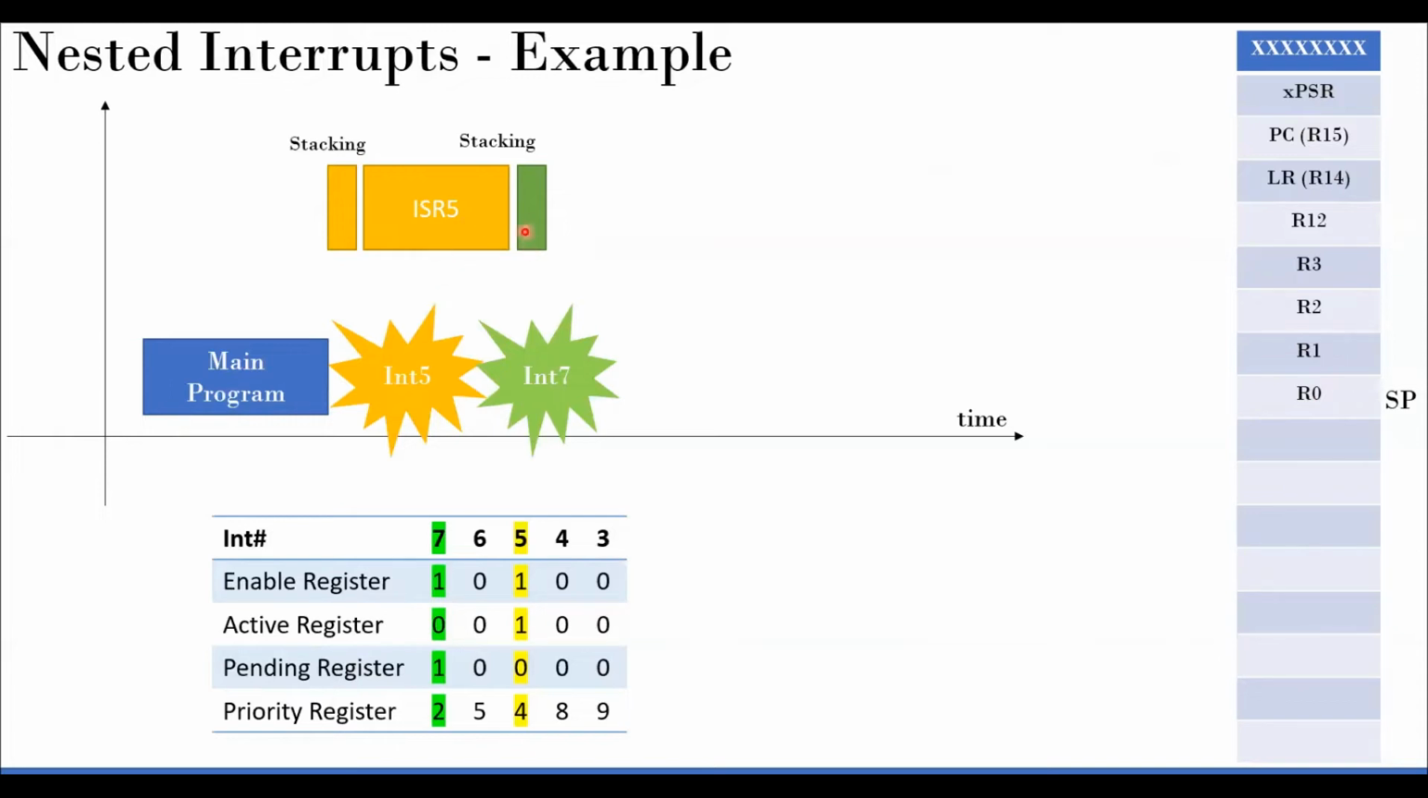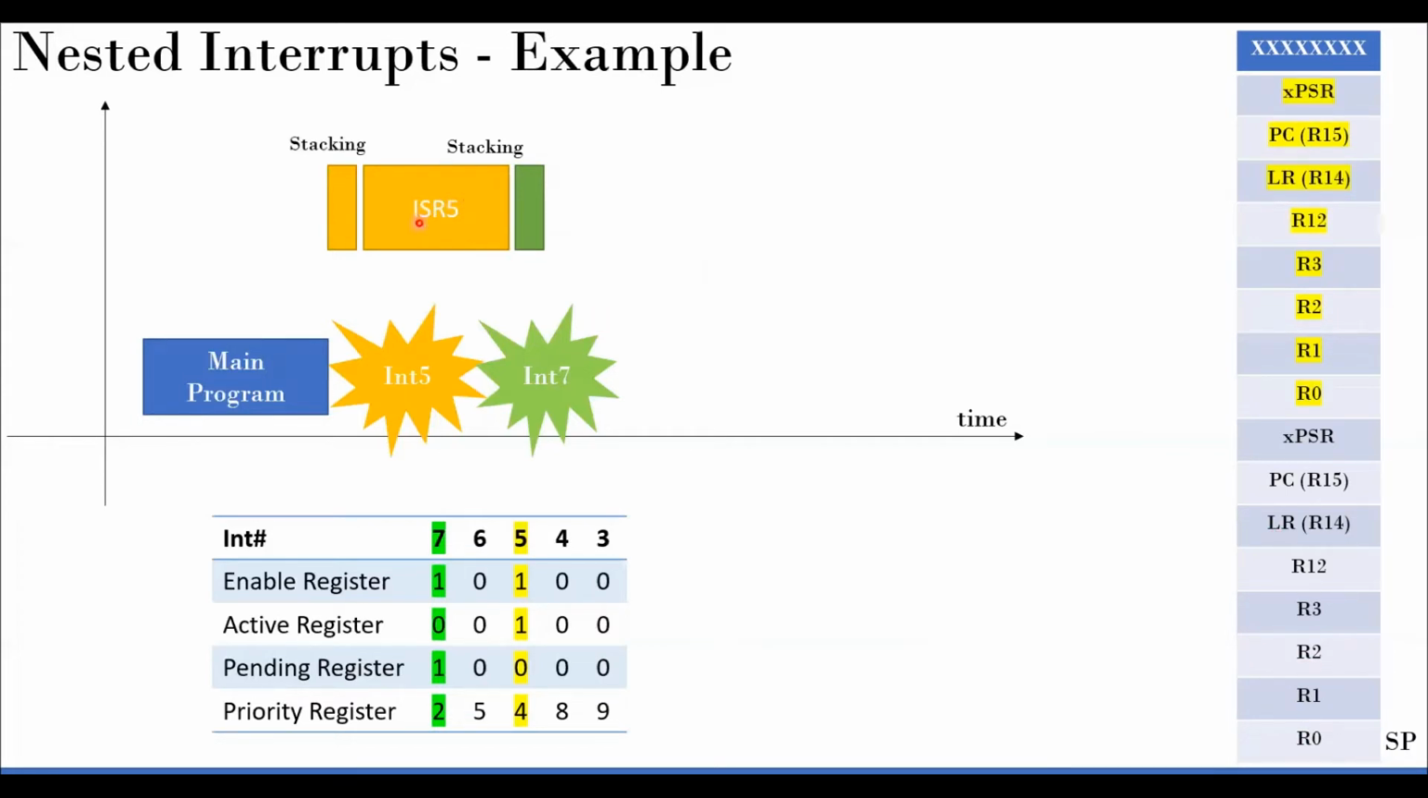The problem here is, again, one more stacking has to happen, because there is some content for R0, R1, R3, R12, everything here also. So that will be stacked again. So you do that stacking. This new content will be the content from ISR 5.